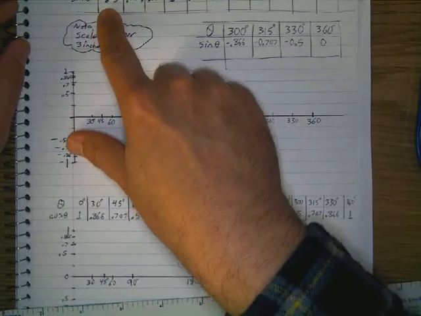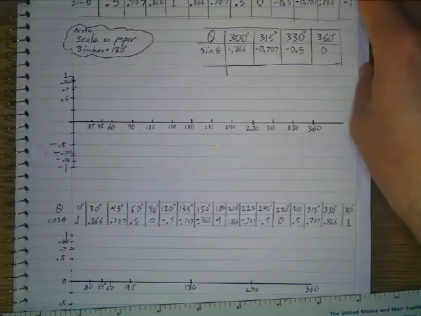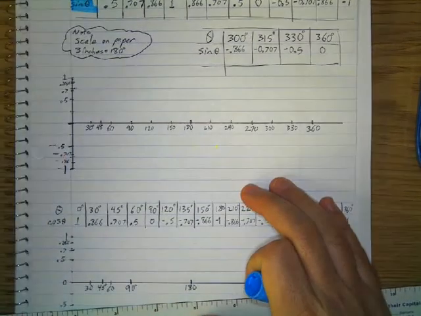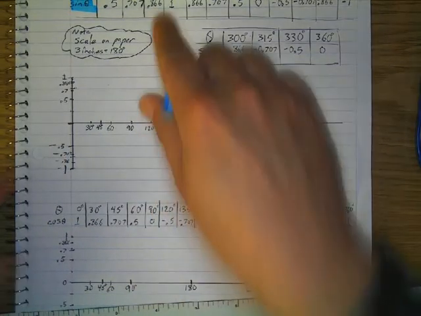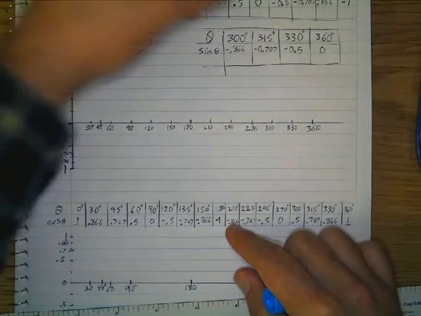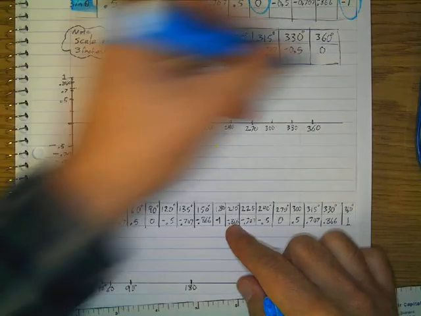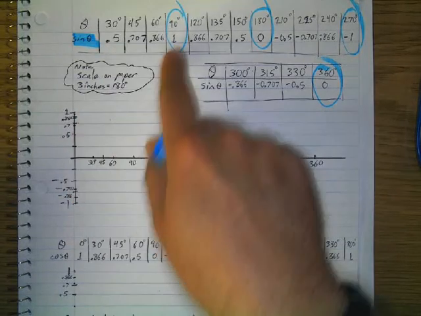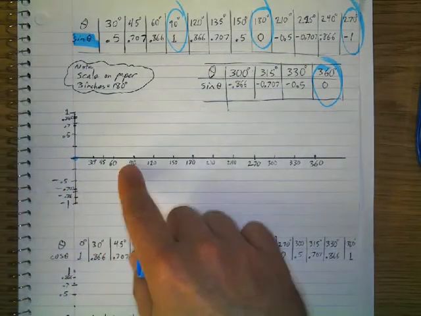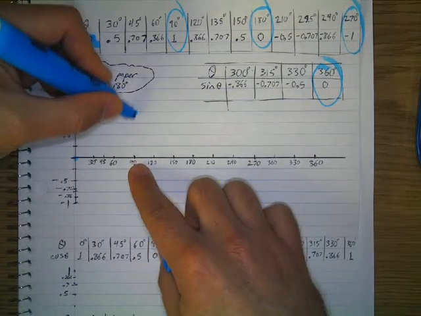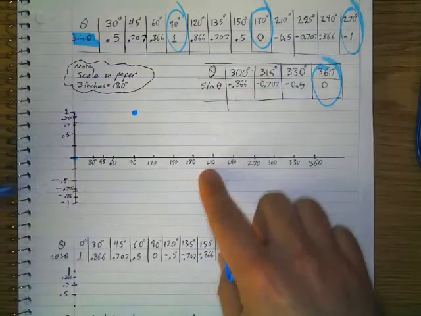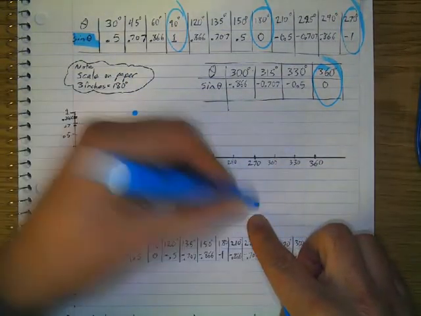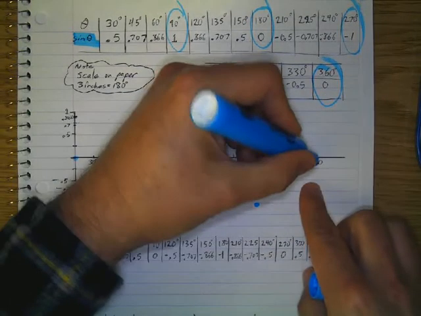So sine, what color did I use? I used blue. Okay. So the first thing I like to do is the major points, like at 90 degrees, 180, 270, 360. I like to do those first. So at 0, we are at 0. At 90 degrees, we're at a height of 1. At 180, we're at a height of 0. At 270, we're at a height of -1. And at 360, we're back at 0.